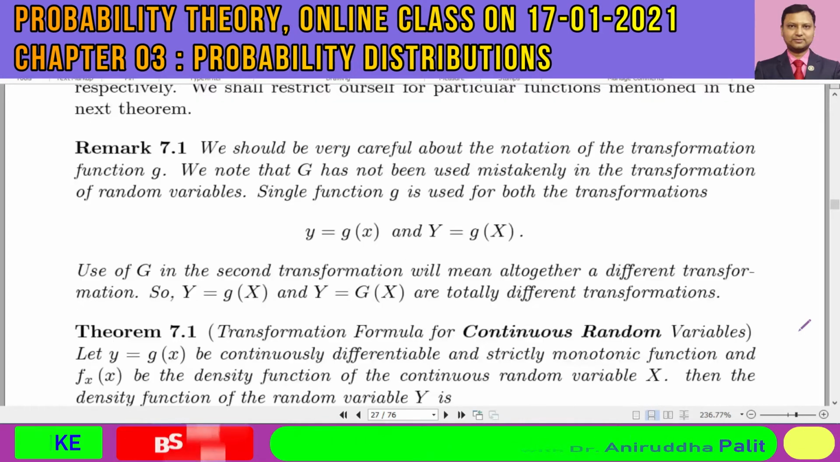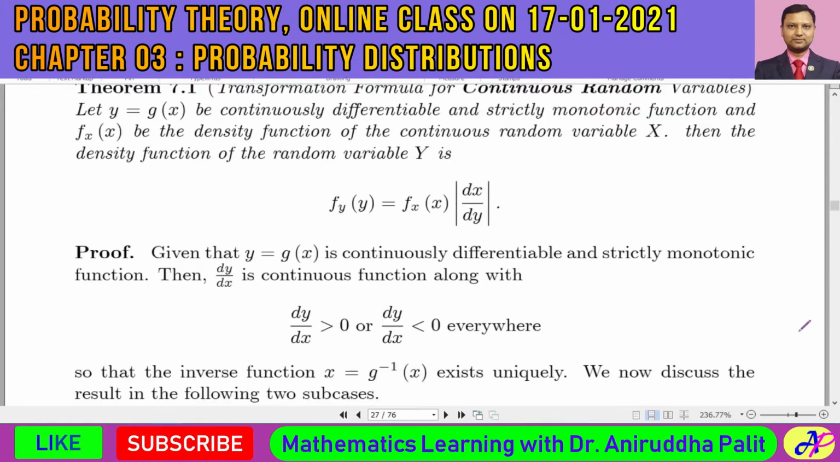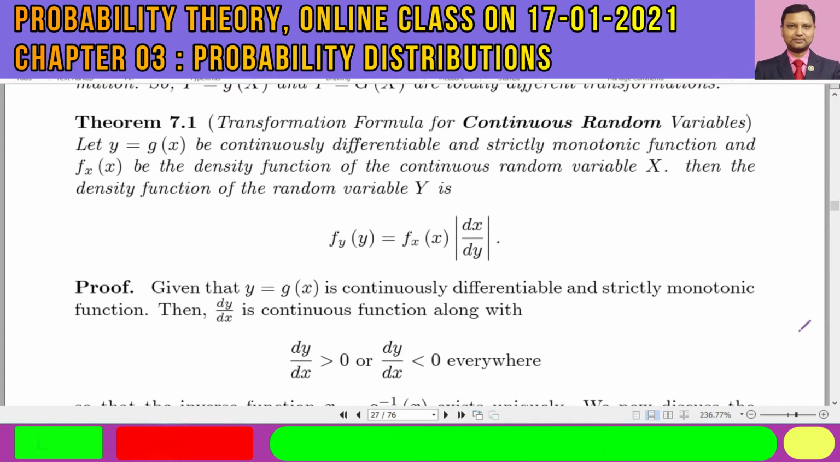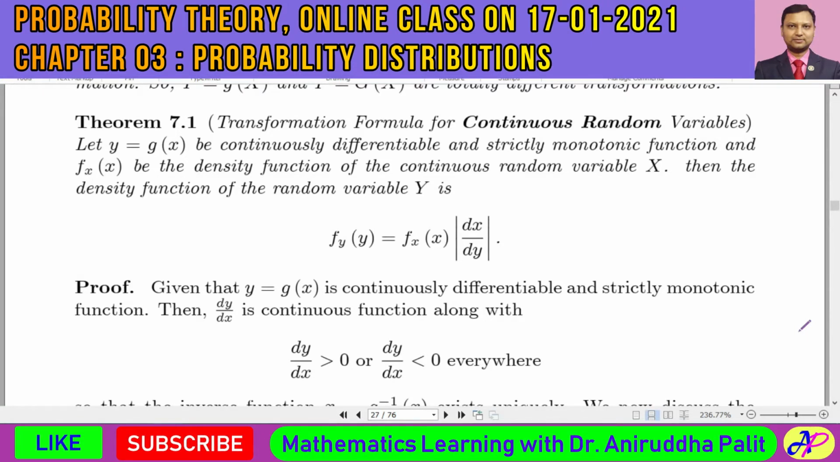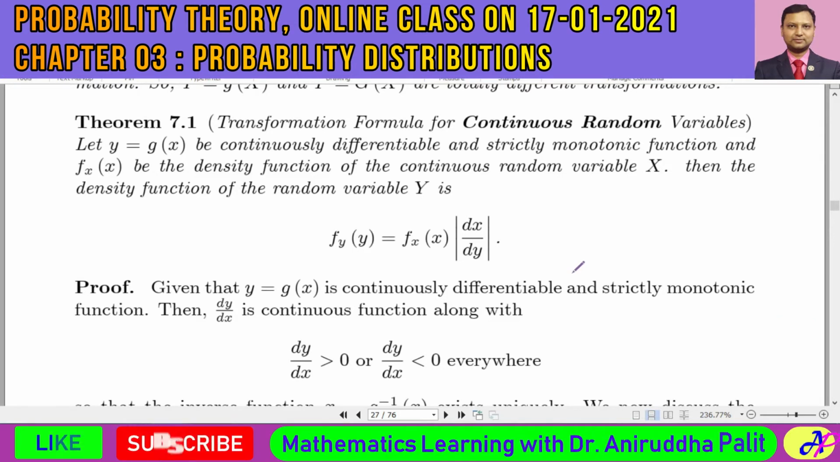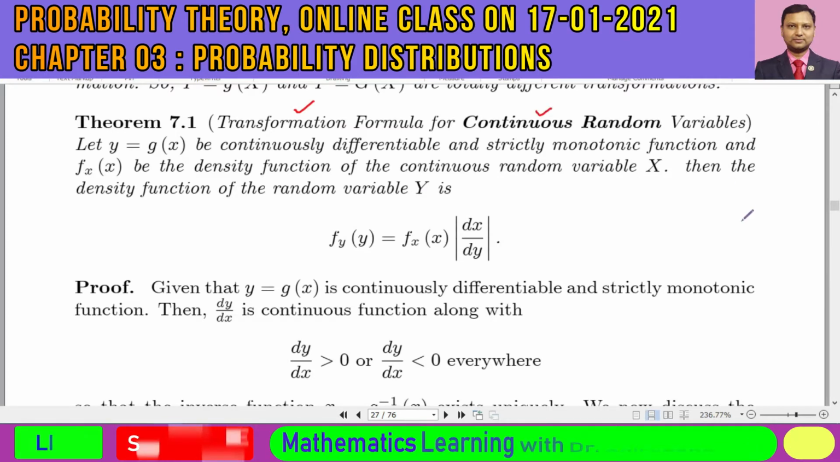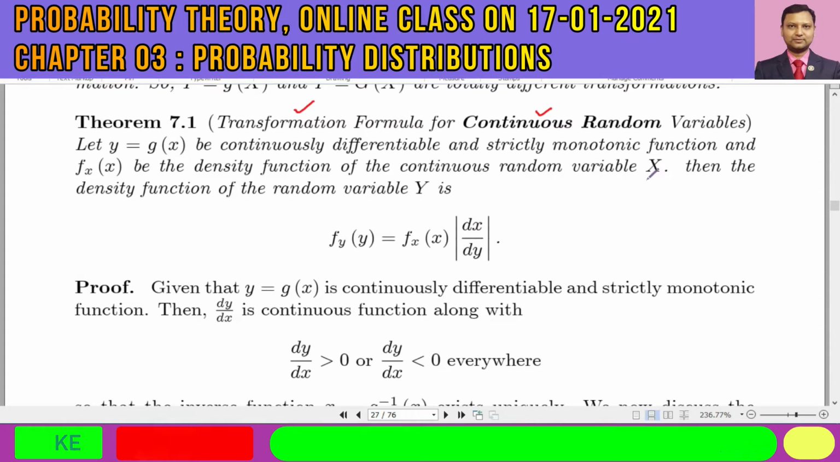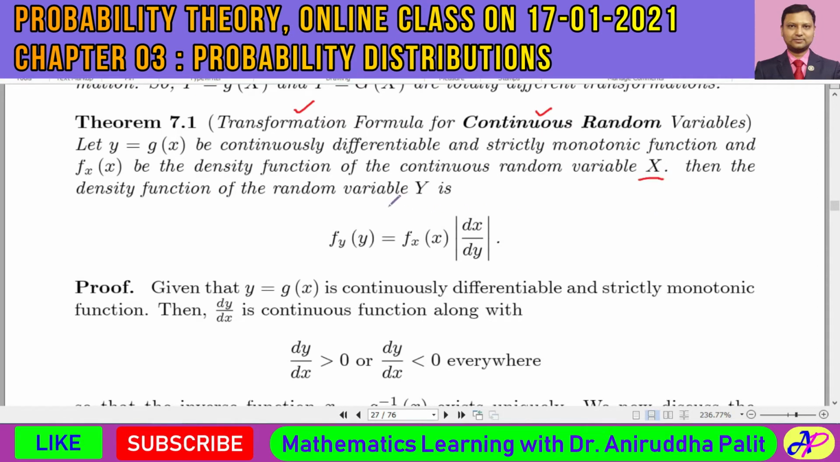Now let's try to find the distribution of Y. We are discussing this for two different cases: one is for continuous distributions, and another is for discrete distributions. First of all, let us prove the result for continuous distributions, the transformation formula for continuous random variables. So suppose that X is a continuous random variable, then Y should also be a continuous random variable.